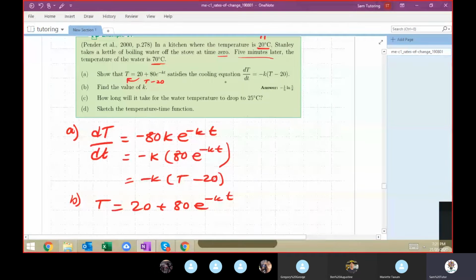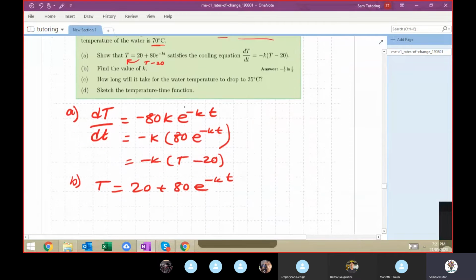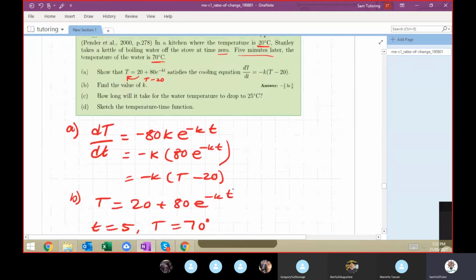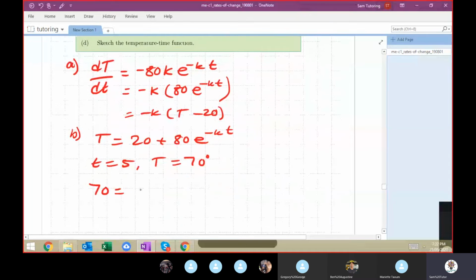What do we know? We know 5 minutes later, the temperature of the water is 70 degrees. So we know when t equals 5, T equals 70 degrees. Once you substitute in little t and big T, you're obviously going to solve for k. So it looks like this.